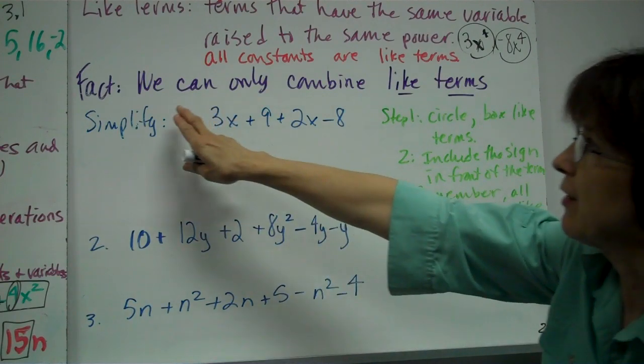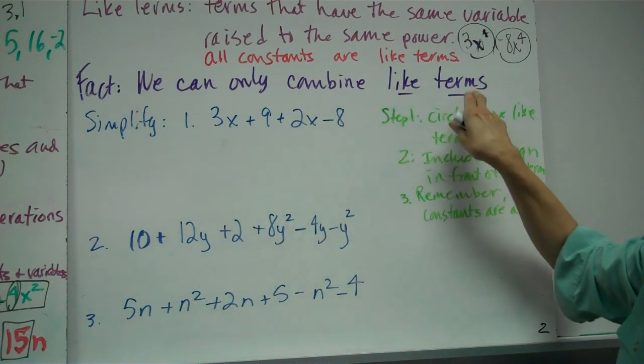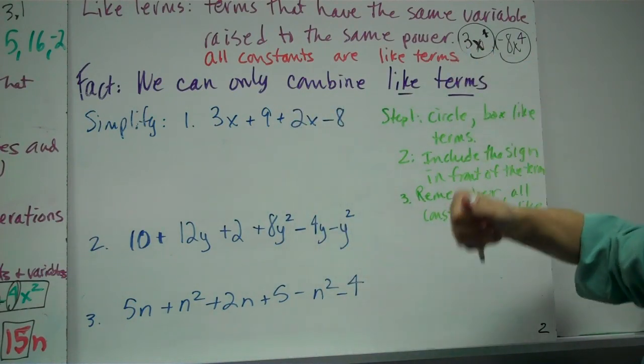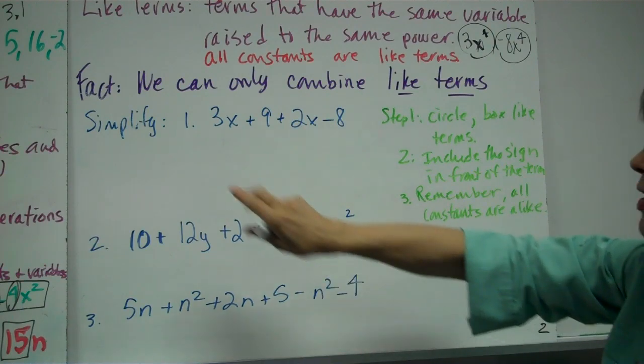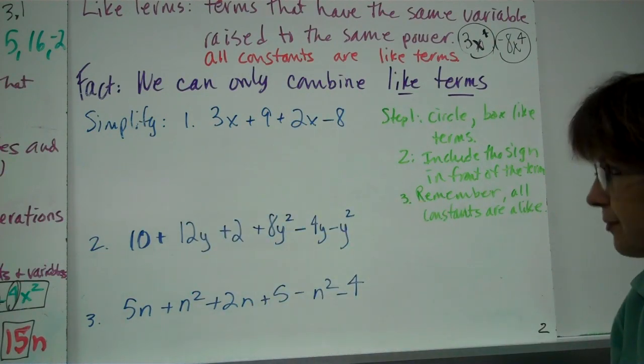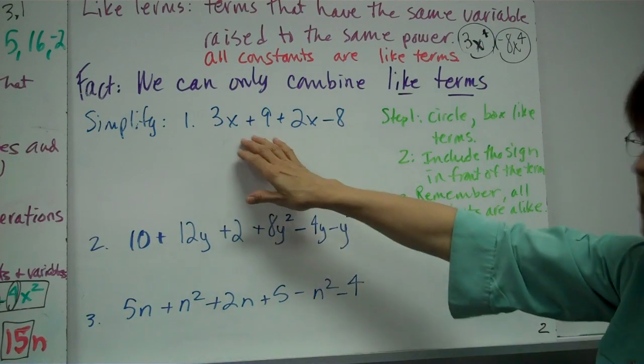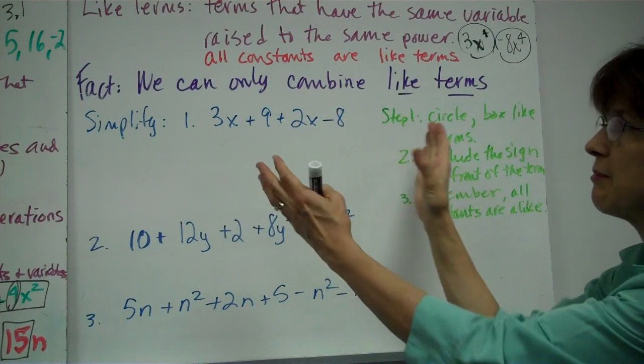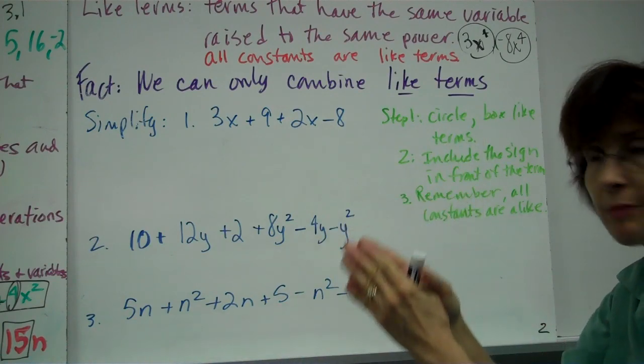Now, here's the thing. We can only combine like terms. You can only add or subtract guys that have the same letter raised to the same power. All right, so let's do a few examples. If we're going to simplify this, again, we're not solving for x. There's no equal sign here. There's no equation. We're just simply going to simplify this, meaning we're going to make it smaller. We're going to make it look a little simpler.